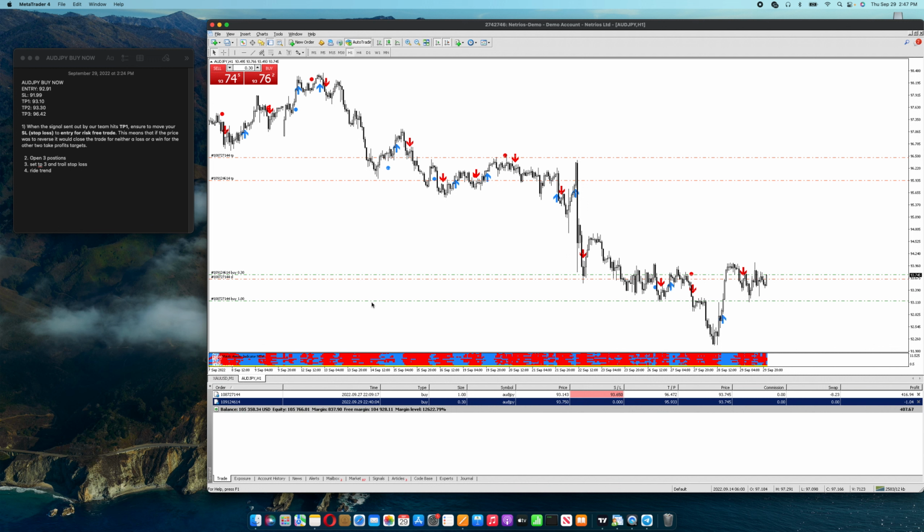For example, this is a demo. Could I have been closed out of the demo? Yes, right? But when you're practicing a strategy, you take that strategy, you stick to the strategy, and boom, just let it ride, right?